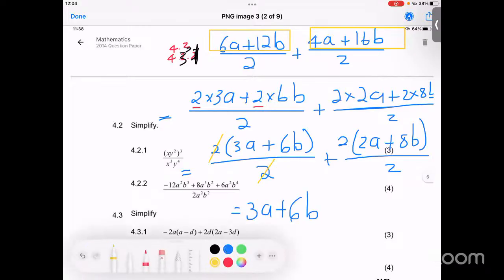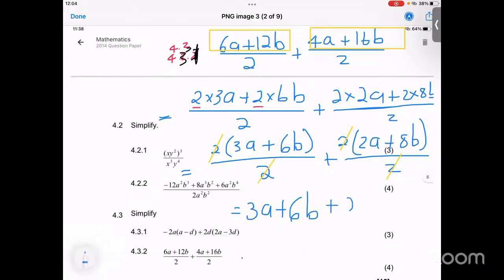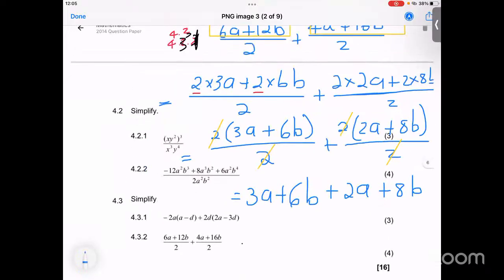Then on that other side, again, the 2 cancels with that. And what do you remain with? You remain with just plus 2a plus 8b. Can you see what happened there?